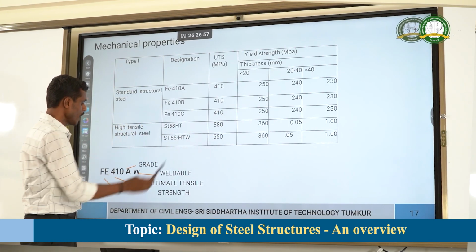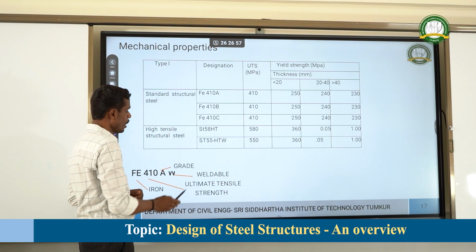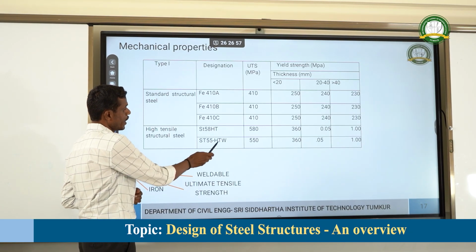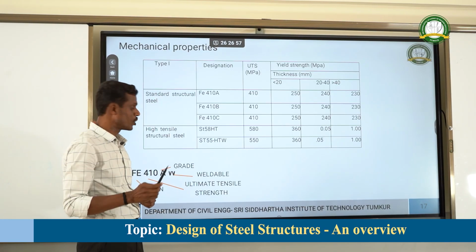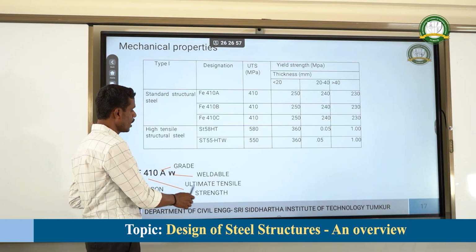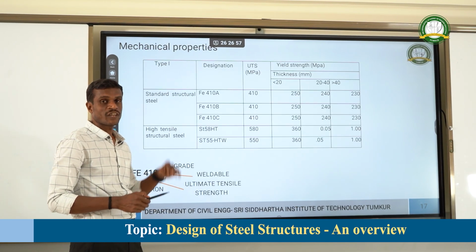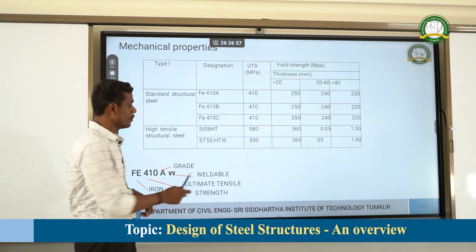So here the A value indicates the grade, A grade, B grade and C grade, and W indicates whether it is weldable or boltable. So, Fe is nothing but iron, 410 is the ultimate tensile strength, and W indicates whether the connection is suitable for welding or bolting.